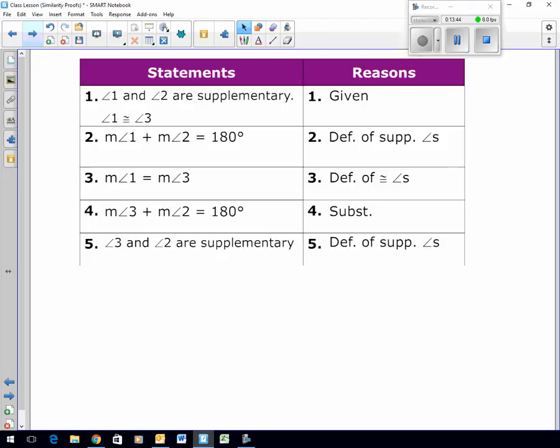Alright. One, how would they put this in a 2-column proof? Like this. What do I start with? What do I end with? The prove, right? What's in between is what matters. 1 and 2 are supplementary. What does that mean? They have a sum of 180, correct?